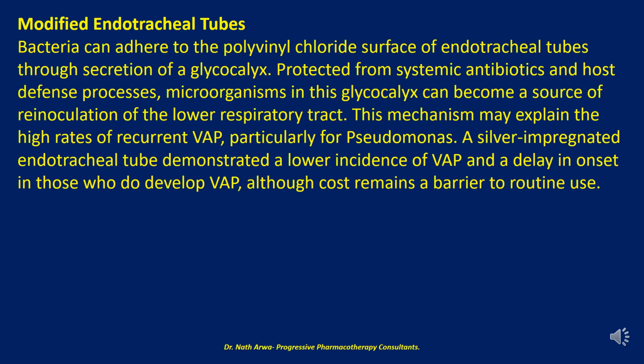We will now discuss modified endotracheal tubes. Bacteria can adhere to the polyvinyl chloride surface of endotracheal tubes through secretion of a glycocalyx. Protected from systemic antibiotics and host defense processes, microorganisms in this glycocalyx can become a source of re-inoculation of the lower respiratory tract. This mechanism may explain the high rates of recurrent ventilator-associated pneumonia, particularly for Pseudomonas.